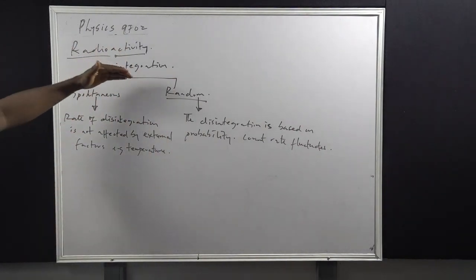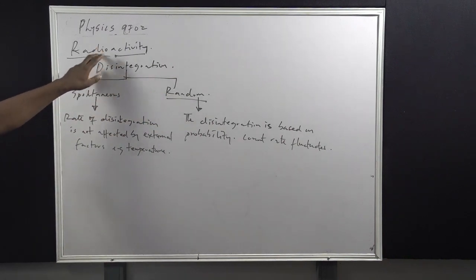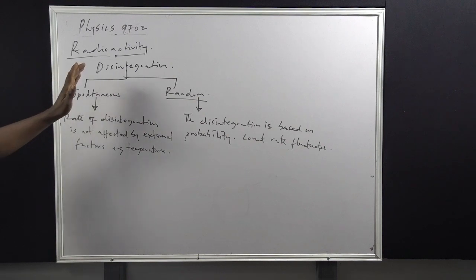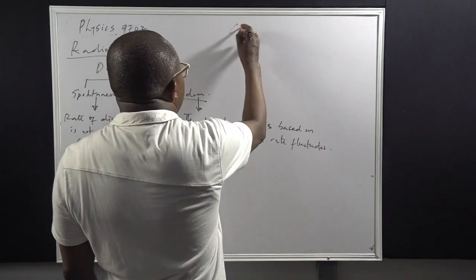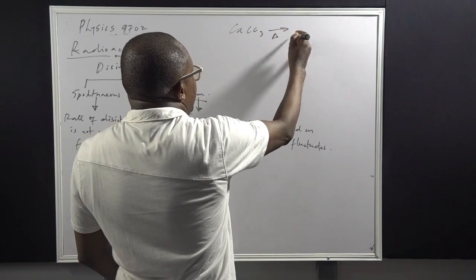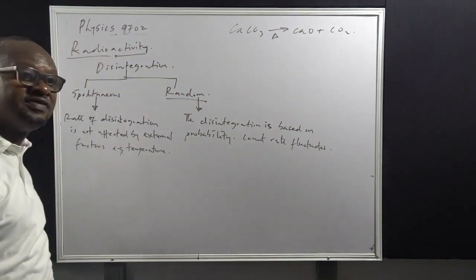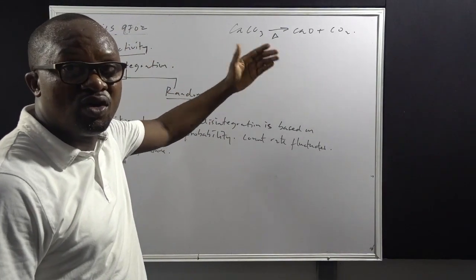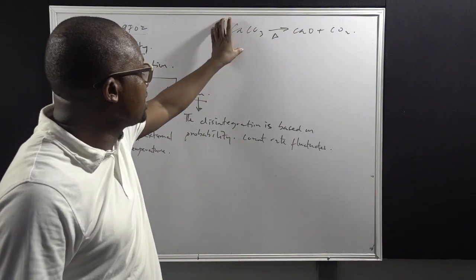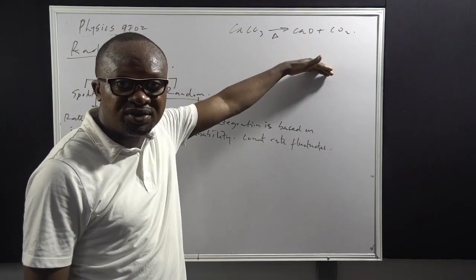So if a disintegration is occurring spontaneously and it's also occurring randomly, then that disintegration is a radioactive disintegration. It is not all disintegration that is a radioactive disintegration. For example, calcium carbonate can disintegrate in the presence of heat into calcium oxide and carbon dioxide. It is not a radioactive disintegration because this disintegration is not spontaneous. It can only occur if I apply heat to calcium carbonate. By itself, calcium carbonate will not disintegrate into calcium oxide or carbon dioxide.